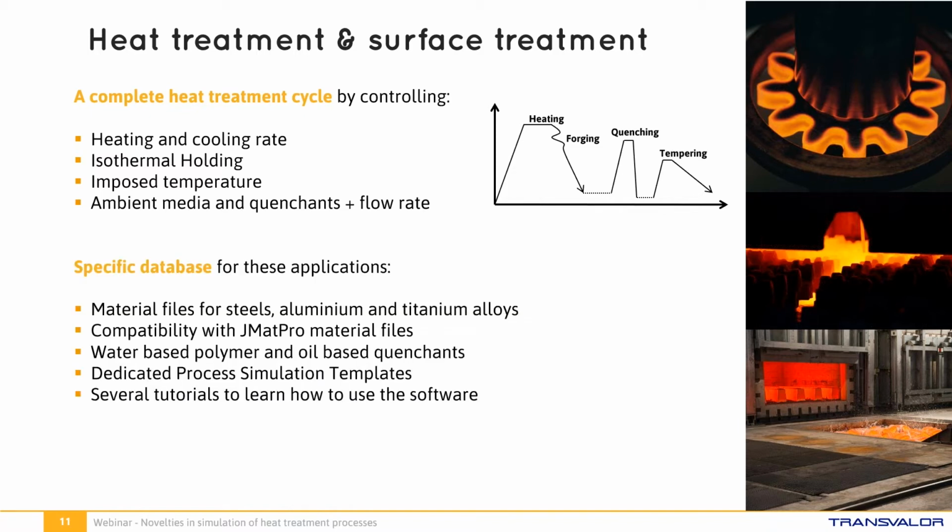In our software, you will find a large material database for steels, aluminium, and titanium alloys, as well as a rich quenching database. If your material file doesn't exist in the database, it is possible to import it from GMAT Pro to our software. The graphical user interface includes several dedicated process templates to make your data setup easier, as well as several tutorials to learn how to use the software.